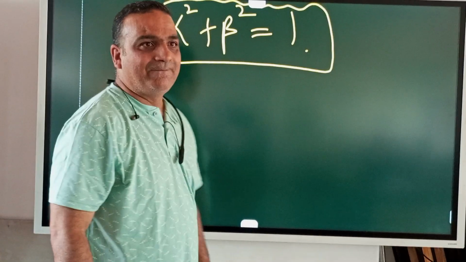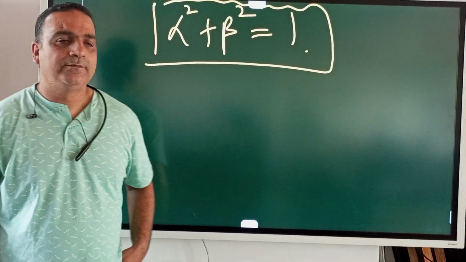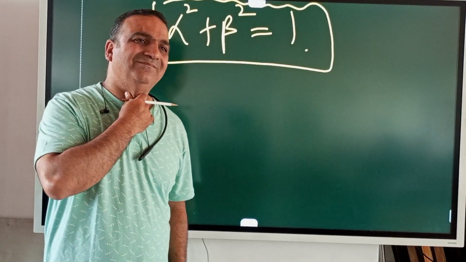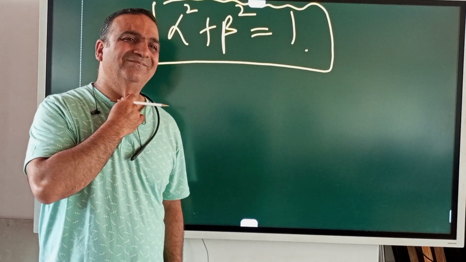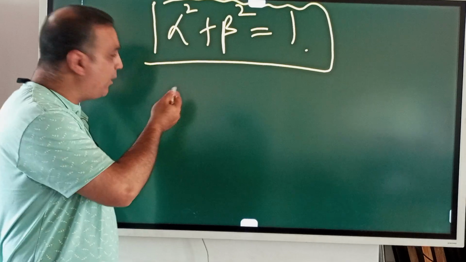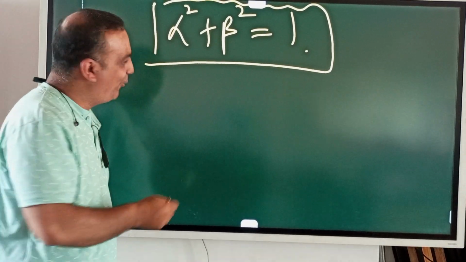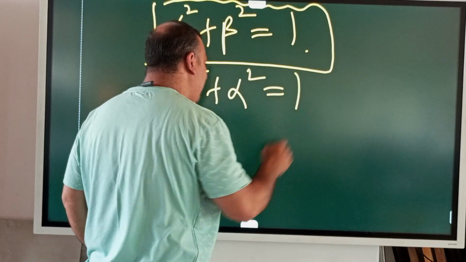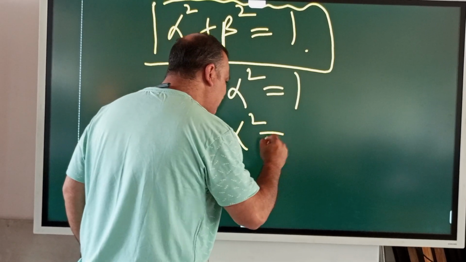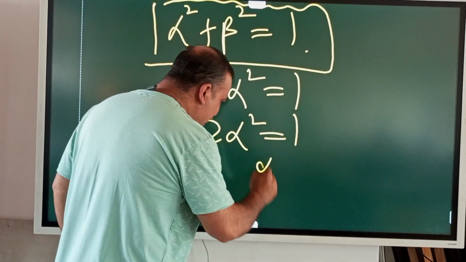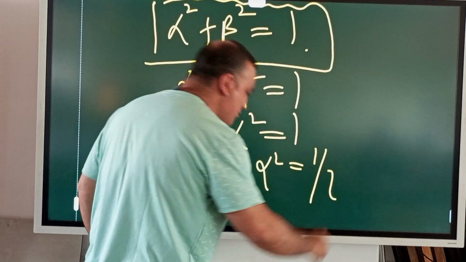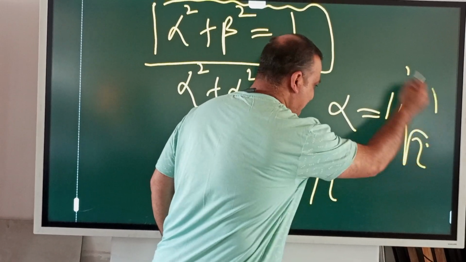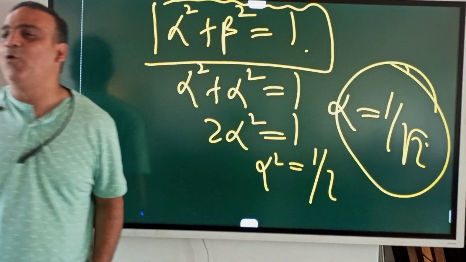Sir, one question. Yes. Since zeta 1 was equal to zeta 2, if we had to normalize it, we would keep the same constant alpha. Why did we keep two different ones? Keep it. I want that. Okay. So I will write alpha square plus alpha square is equal to 1. So twice alpha square is equal to 1. So alpha square is equal to 1 by 2. So alpha is equal to 1 by root 2. This is what I wanted.